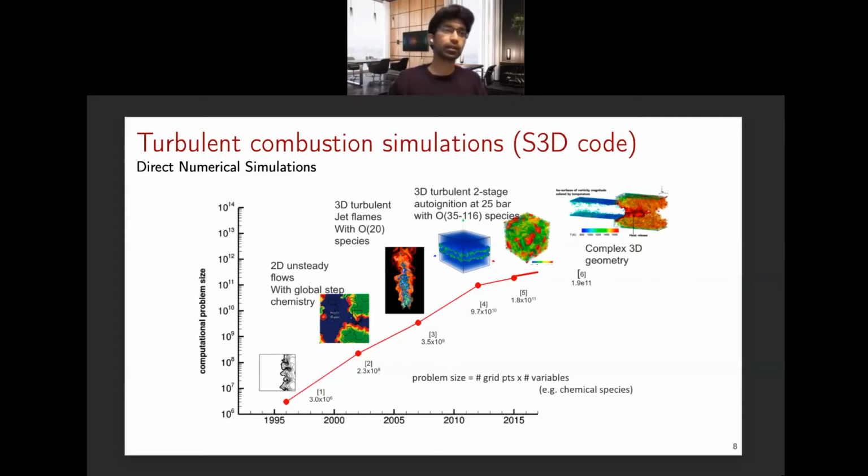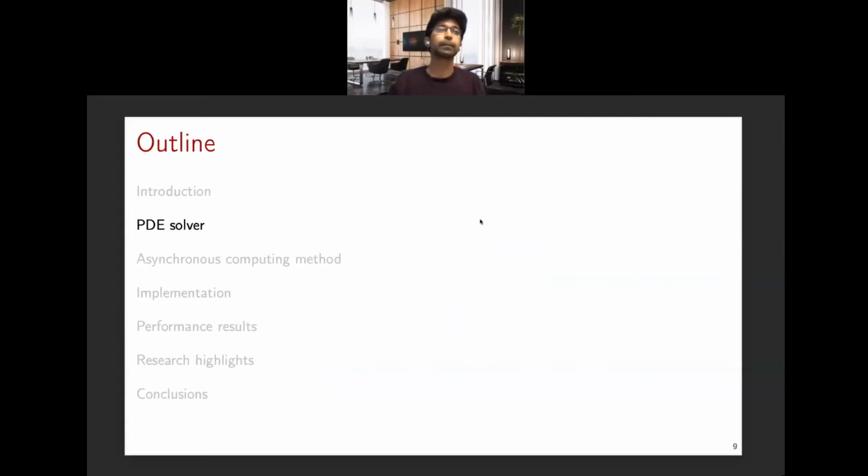So here, this was something like a single step. Now we are able to do detailed chemistry with around 116 species. So we solve around 120 partial differential equations at each grid point, and we are solving them on billions of grid points and integrating them in time for millions of time steps. So that is the kind of computing that we are looking at as we move towards the next generation.